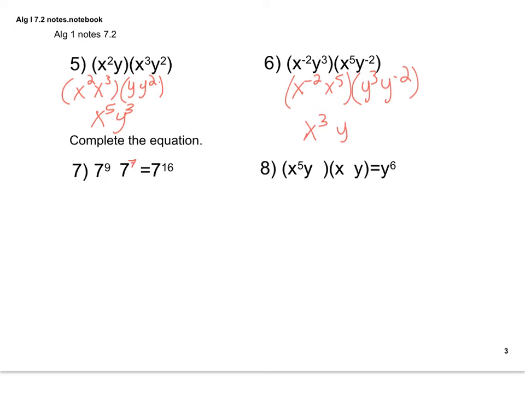Number 8 is asking us the exact same thing. So in number 8, I'm going to have a negative 5 right there for that x, because then my x's are going to basically cancel each other out. And then I need to have y to the 5th right here, and then I would have 5 plus 1 would equal 6. So that's how I would complete number 8 there.